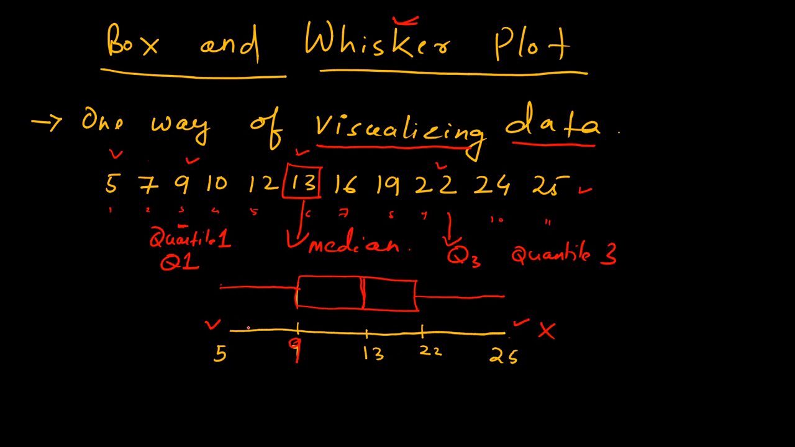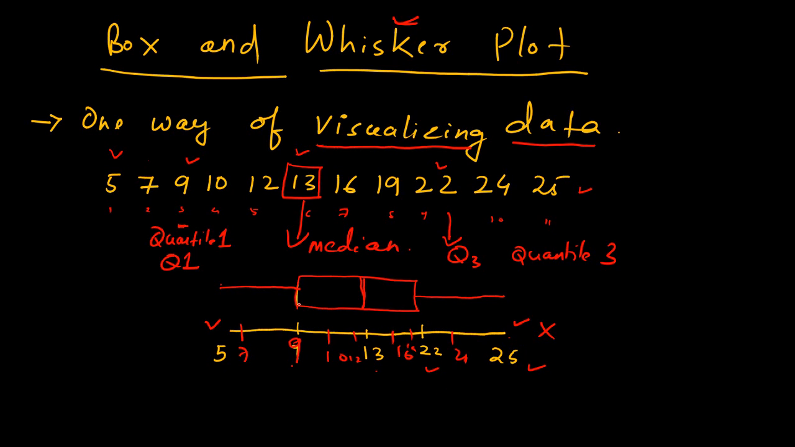So we have 7 here, then 10 somewhere here, 12, 16, 19, and so on. Okay, 24 and 25. So we are not putting all the numbers, but yes, on the x-axis you can put all the numbers. So the lowest number is 5, the Q1 is 9, median is 13, Q3 or quantile 3 is 22, and the last number is 25.